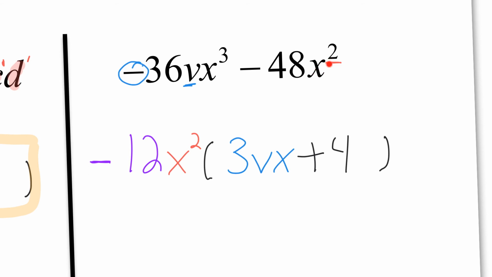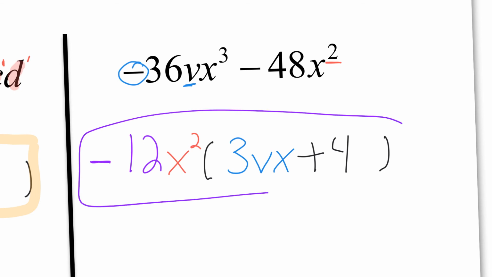And you guys had an x squared. You took out the x squared. So we don't have x's anymore here. So my answer is right there. We have negative 12x squared times the quantity of 3vx plus 4.